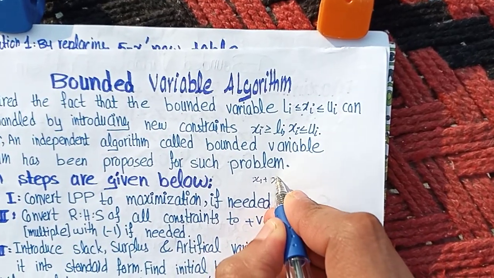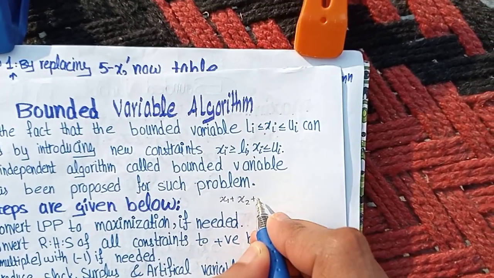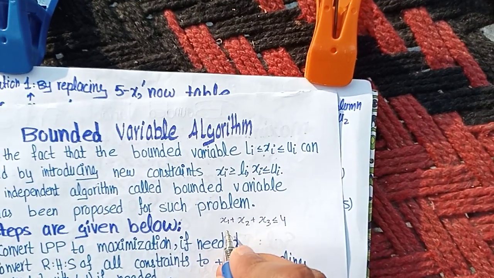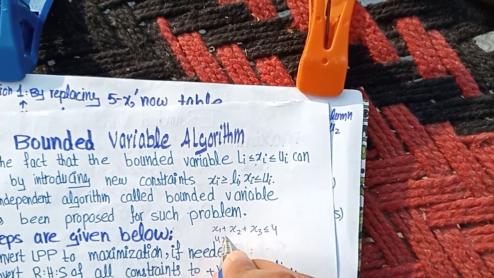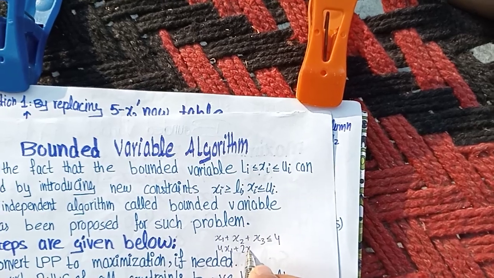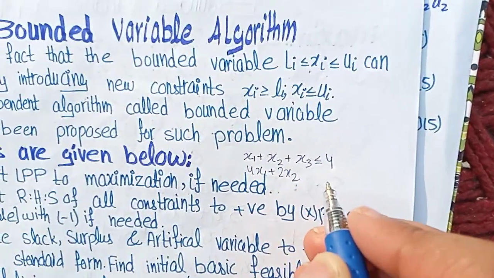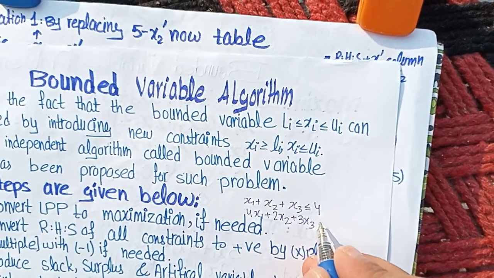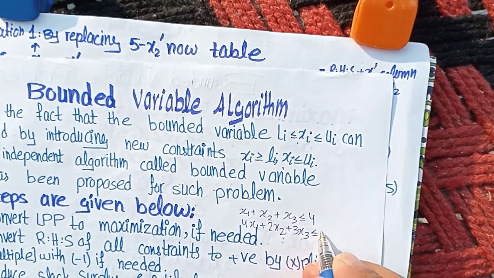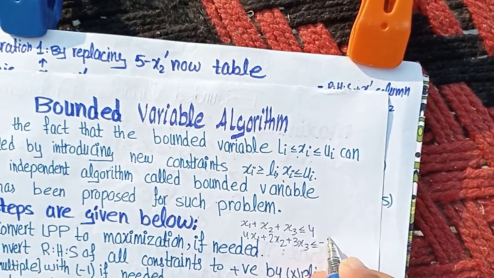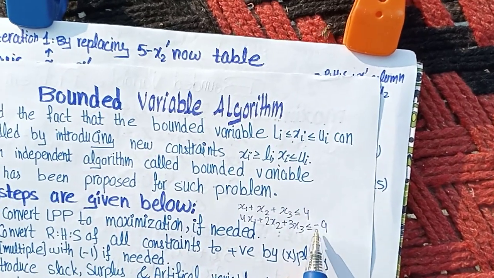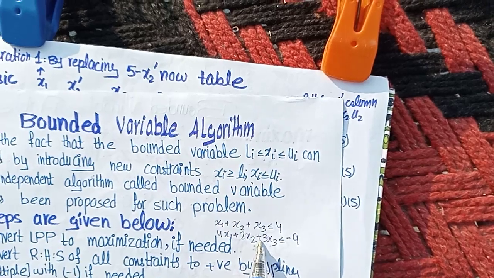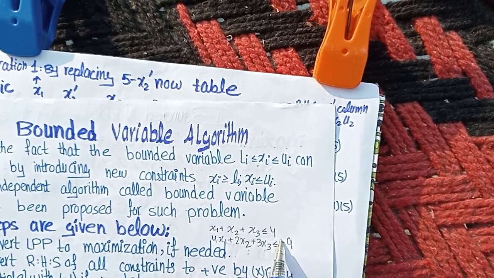x1 plus x2 plus x3 is less than or equal to 4. 4x1 plus 2x2 plus 3x3 is less than or equal to -9. If the right hand side is -9, then multiplying by -1 gives -4x1, -2x2, -3x3, so the minus signs are removed.